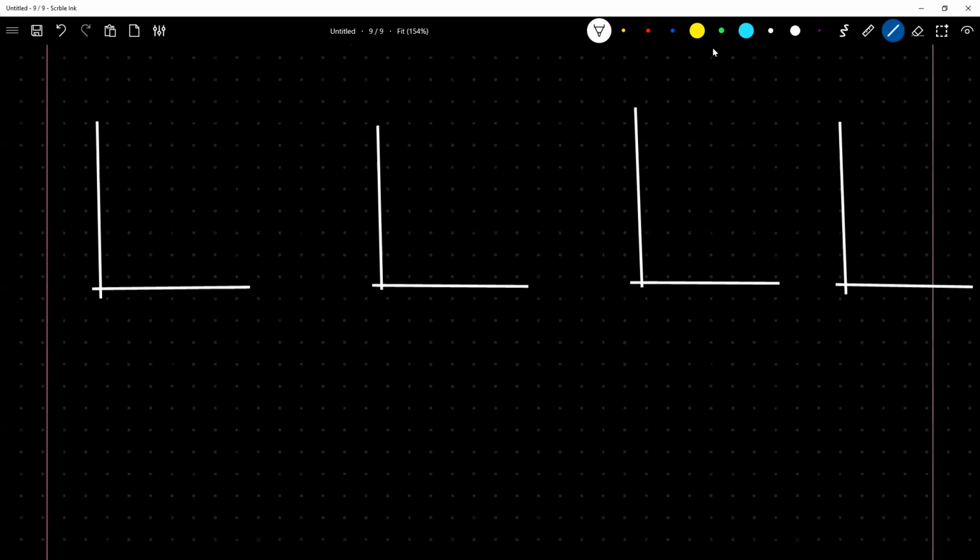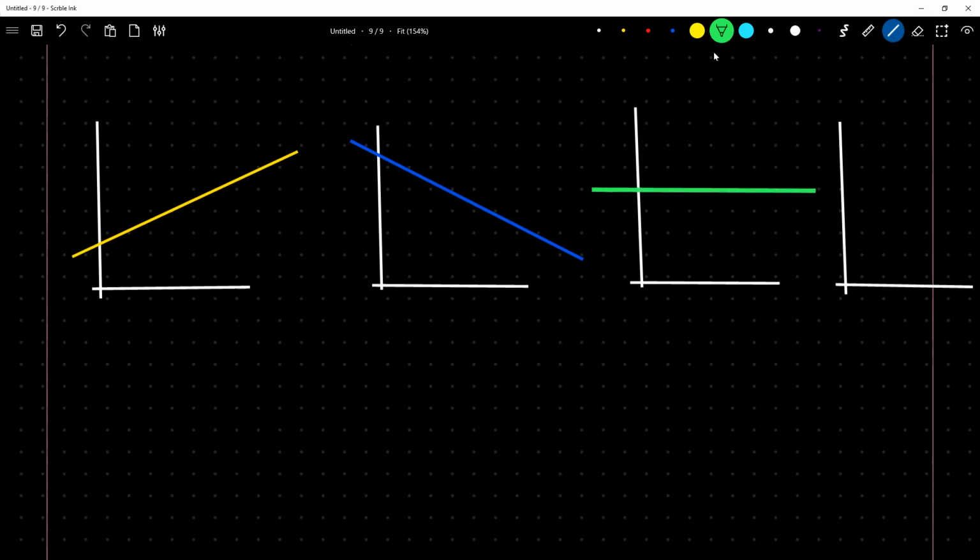Okay, and let's use this one, say is yellow. This one will say is blue. This one will say is green. And let's make this one here, since it's already like, well, it's not quite. I wonder if I can move that. Can I move it? No. I've got an idea. Okay, and there's my vertical line.